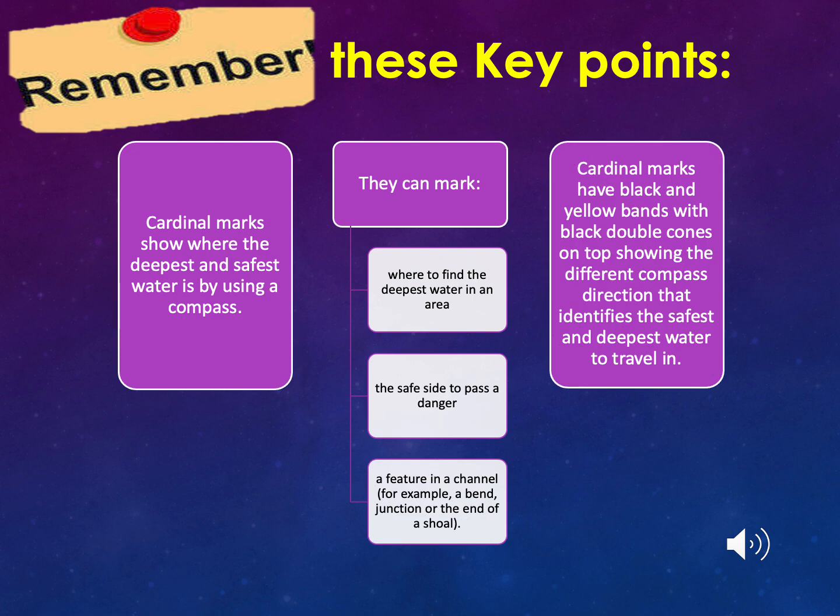Remember these key points. Cardinal marks show where the deepest and safest water is by using a compass. They can mark where to find the deepest water in an area, the safe side to pass a danger, a feature in a channel, for example, a bend, junction, or the end of a shoal. Cardinal marks have black and yellow bands with black double cones on top, showing the different compass direction that identifies the safest and deepest water to travel in.